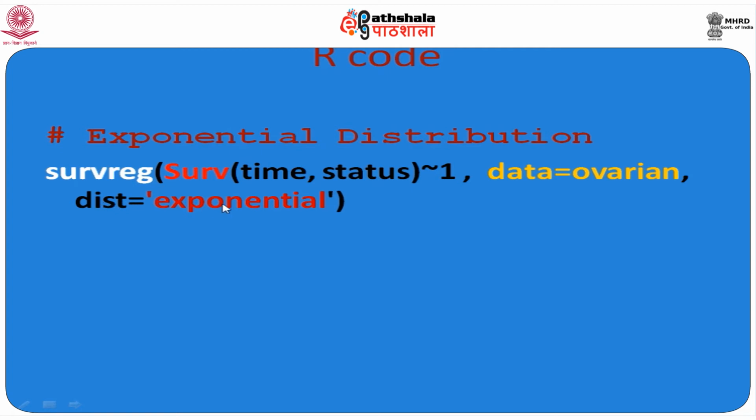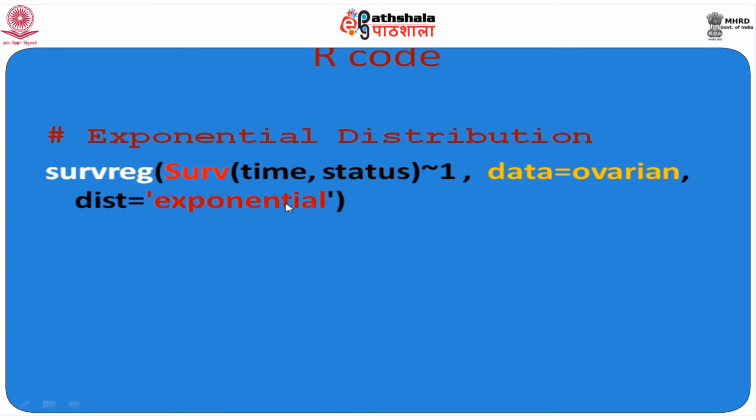It is to be noted that if you assume your data follows the Weibull distribution, then exponential can be replaced by weibull. If you assume your data follows the normal distribution, then dist equals exponential can be replaced by normal. If you assume your data follows the gamma distribution, then the dist can be altered to gamma.